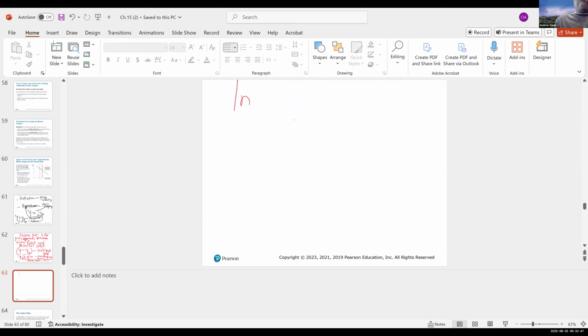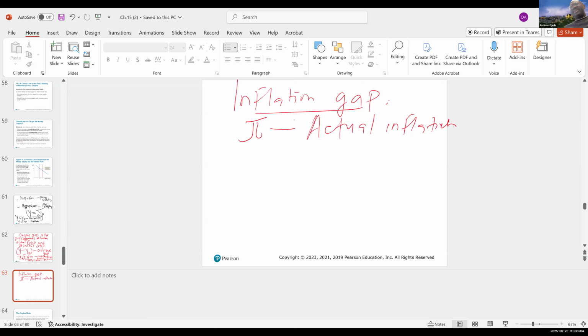The inflation gap. So we're going to define pi as actual inflation that is in the economy. And then we're going to assume that the Federal Reserve targets inflation. They set a target. The Fed might want inflation, let's say it's pi t. This is what they call target inflation by the Fed.